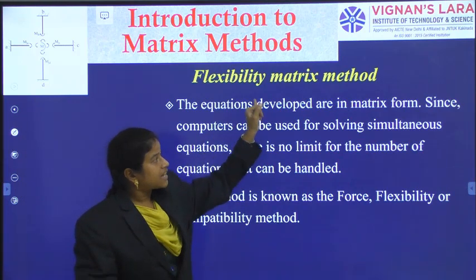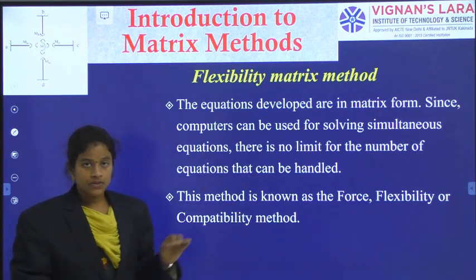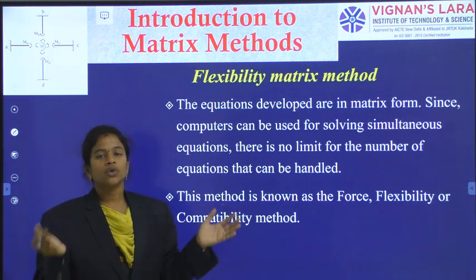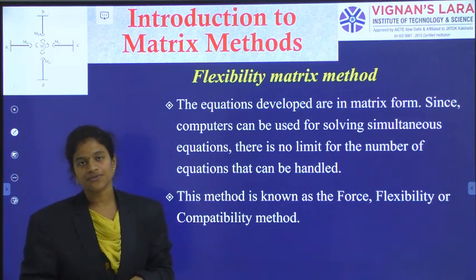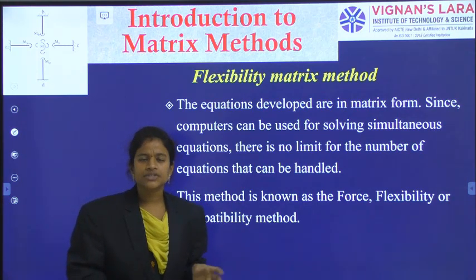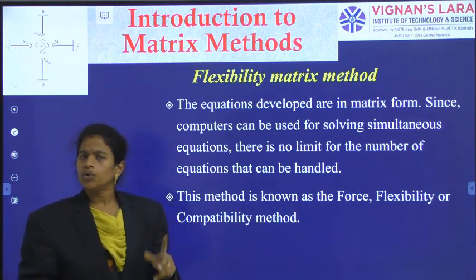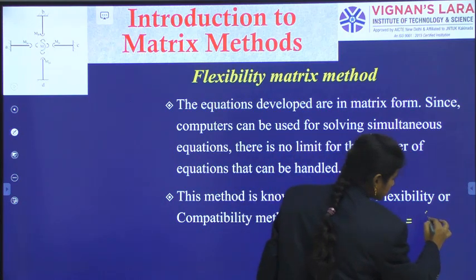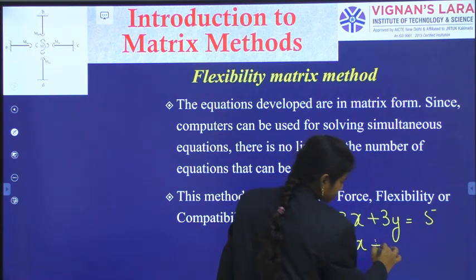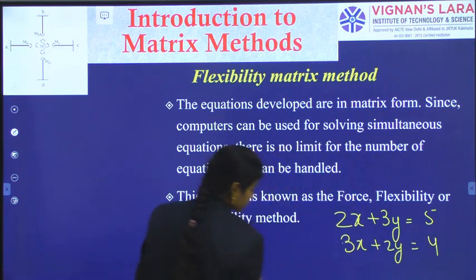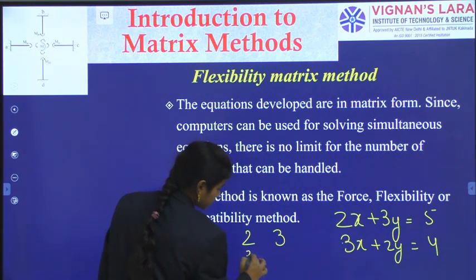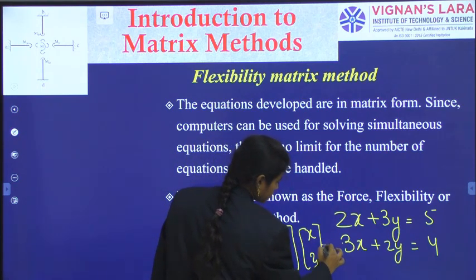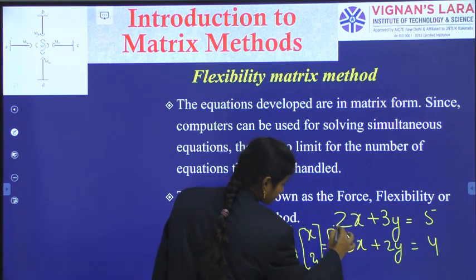Next, the equations developed are in matrix form. So we will set a number of equations and we will write them in matrix form. How are we writing the matrix form of the equations? Generally you can say 2x plus 3y is equal to 5, 3x plus 2y is equal to 4, or you can write the matrix [2, 3; 3, 2] times [x, y] equal to [5, 4].